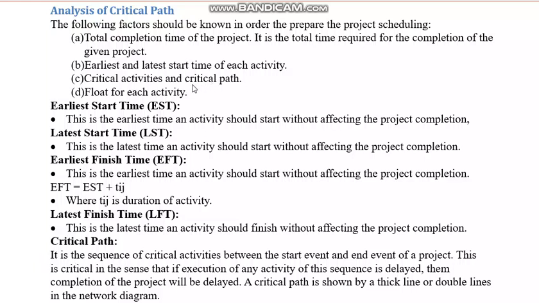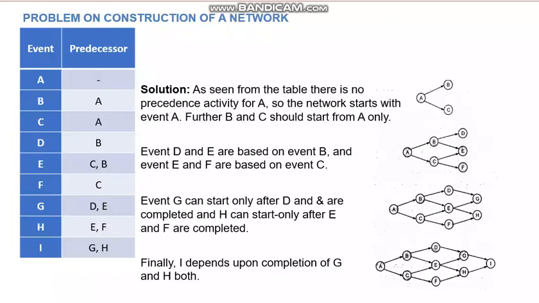Now what we are saying, critical path. Critical path is the sequence of critical activities between the start event and the end event of the project. That means, actually we see like this, there is a network. In this network, this will be a critical event, and this will be a critical event, because the critical path always starts from the beginning and goes till the end.